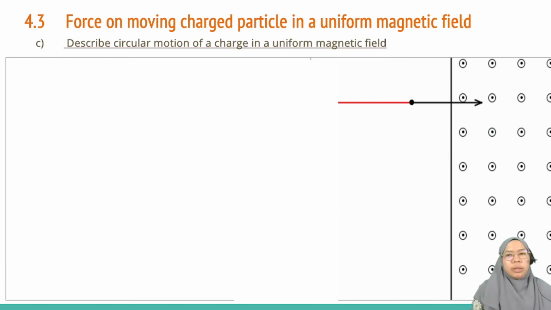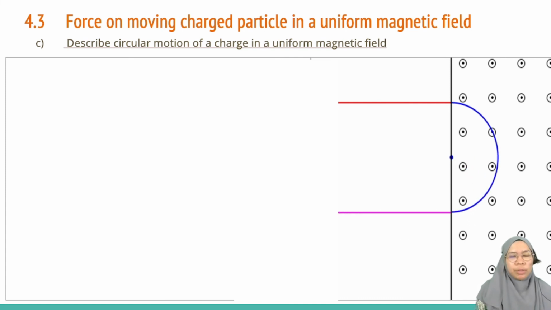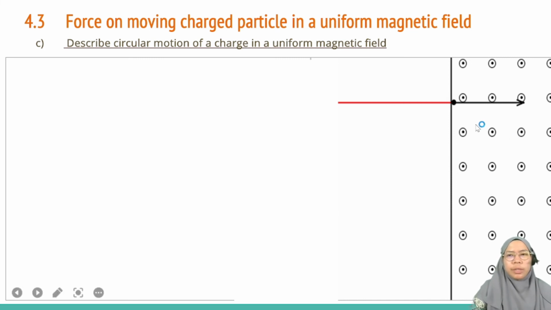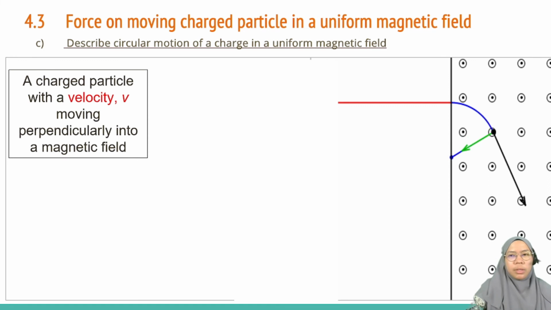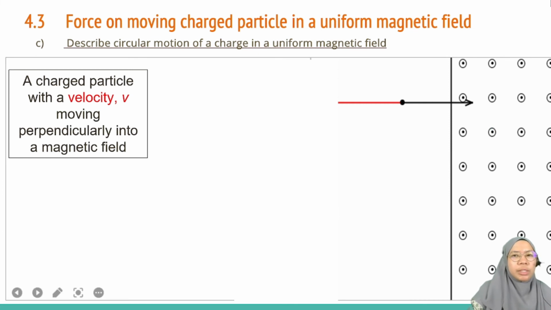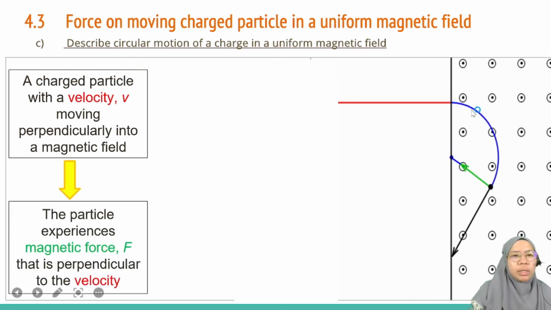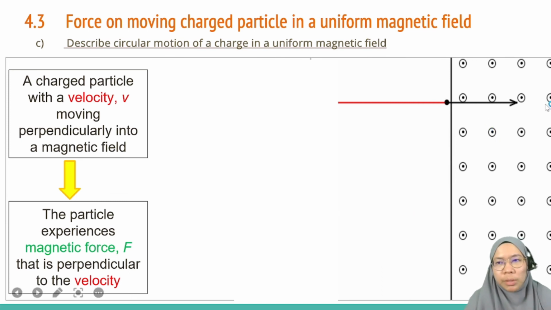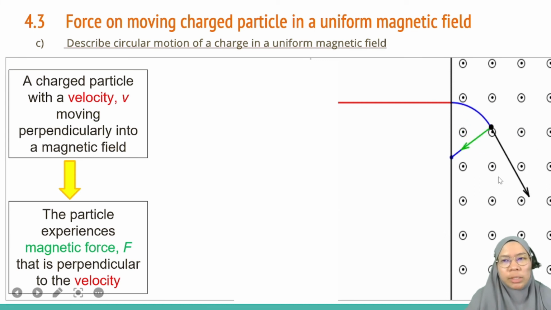Okay, so the next learning objective for 4.3 is to describe circular motion of a charge in a uniform magnetic field. So you can see over here, why does the charge travel in circular motion when it enters the magnetic field? A charged particle with a velocity moving perpendicularly into the magnetic field. You can see the charge is going perpendicularly into the field. The particle will experience force that is perpendicular to the velocity. The green arrow is actually the magnetic force. The magnetic force is pointing towards the center of the circular motion.